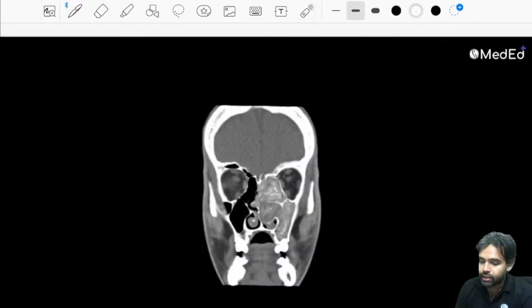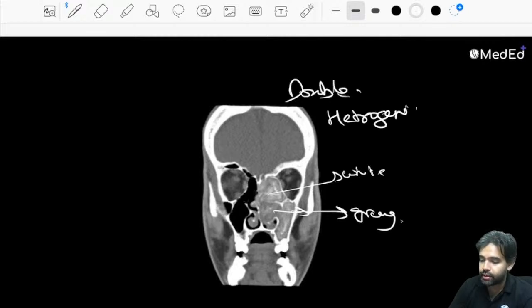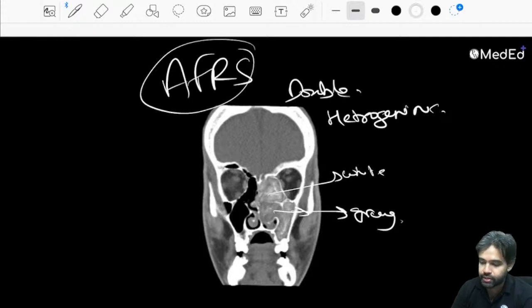You can see this big tissue inside the maxillary sinus, which is extending all the way up. It is also pushing the eyeball, so it's a very invasive disease. You may think it is some sort of cancer or tumor, but no. What you have to look for over here is double intensities. You can see there is some white, you can see there is some gray. This kind of dual contrast, or heterogenic hue, is seen in allergic fungal rhinosinusitis, AFRS.